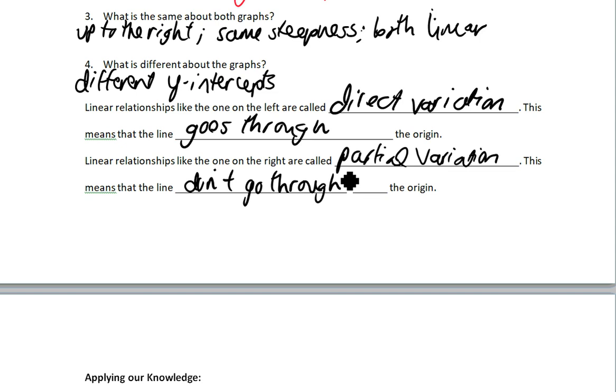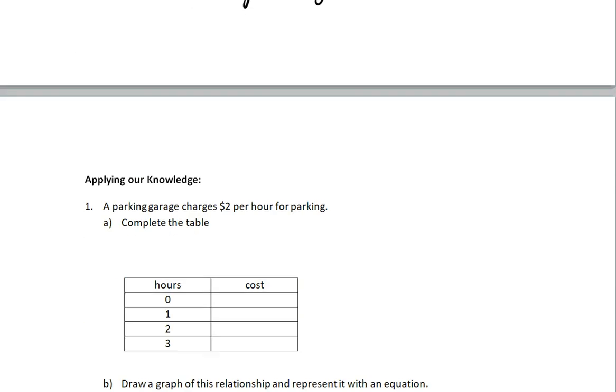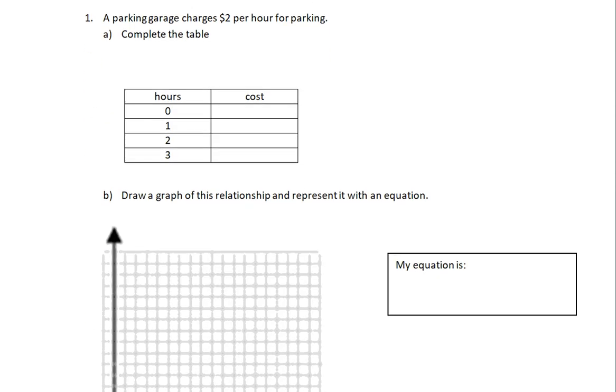So why is this important? Well, we can use these in all kinds of different real-world scenarios, and they can help us come up with formulas which will allow us to predict things like cost. So for example, we have a parking garage that's $2 an hour, which is probably reasonable for Hamilton. For Toronto, probably a little bit cheap. If we didn't park, we wouldn't be charged, right? If we parked for 1 hour, it would be 2. 2 hours would be 4, and 3 hours would be 6.